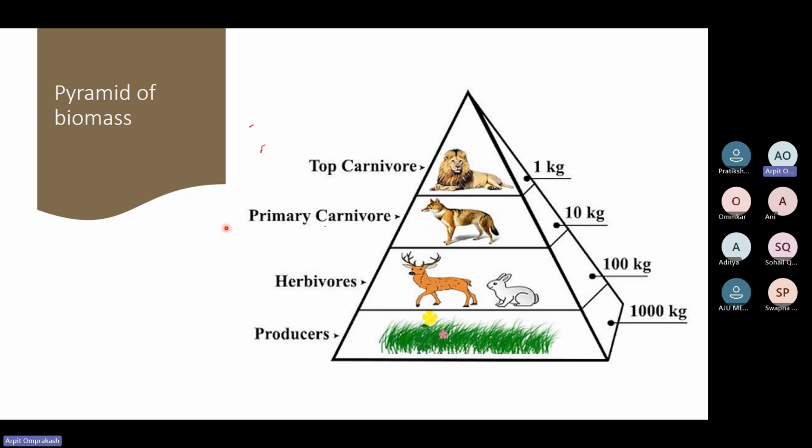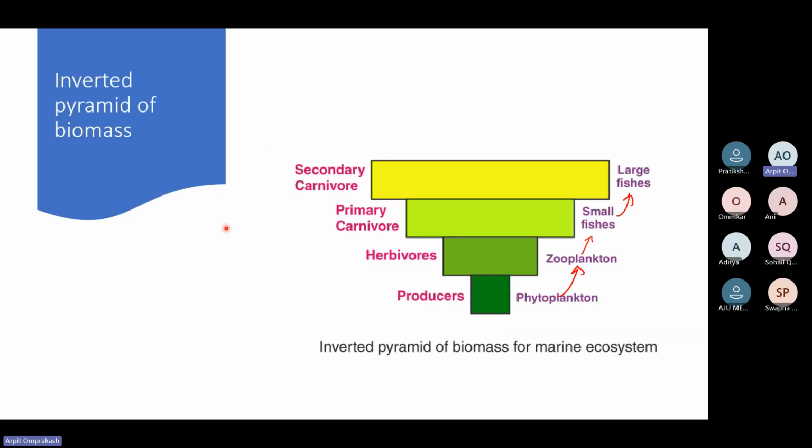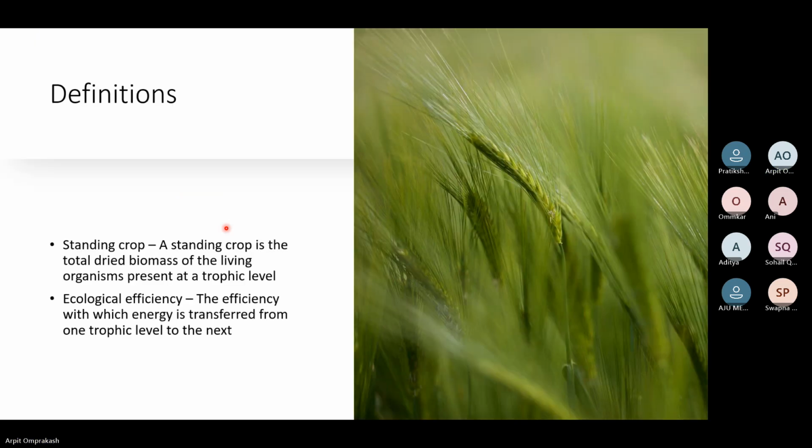Then the pyramid of biomass is basically how much biomass is present at each trophic level. We can also have an inverted pyramid of biomass, especially in season, where these phytoplanktons and zooplanktons can help support a large population of small and large fishes because of their high reproductive rates, even if their population sizes are small.